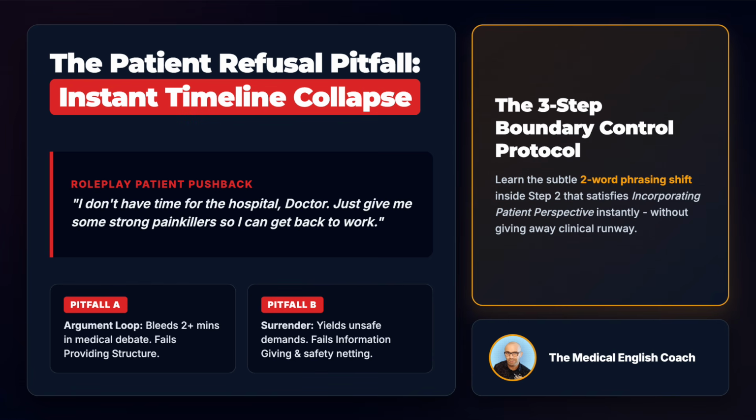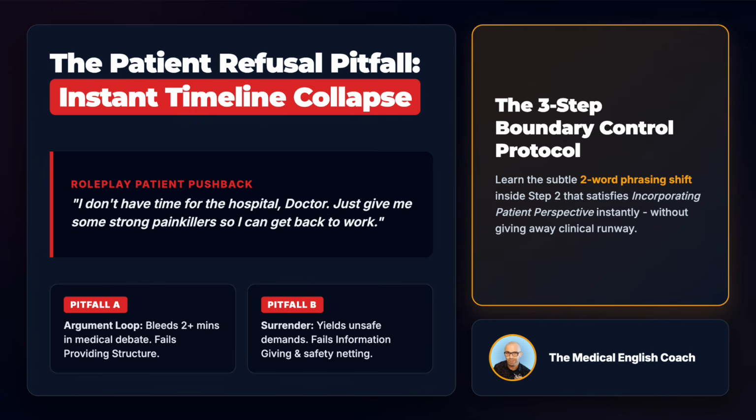Panicking under the 5-minute clock, candidate doctors usually fall into one of two pitfalls. They either enter an aggressive medical argument, or they surrender completely and give the patient whatever they want. Holding either instinct introduces an immediate, high-risk liability under official marking criteria. In this masterclass, we are going to break down why patient refusal causes instant timeline collapse and install a 3-step boundary control protocol to manage pushback with total authority.